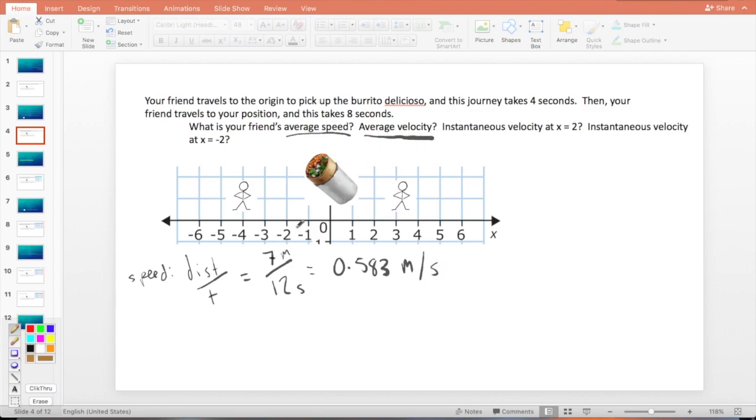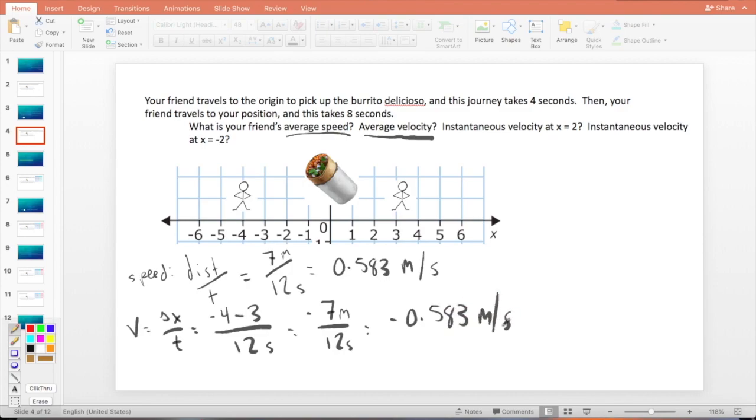What is the average velocity? This time I think we're going to see that it's going to be different. Remember, velocity is equal to delta x, displacement over time. -4, that's the final position, minus the initial position, which is 3, divided by 12 seconds, -7 meters over 12 seconds, -0.583 meters per second.